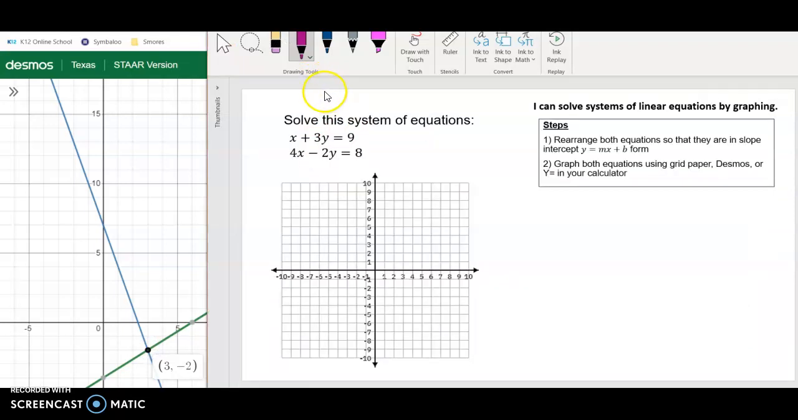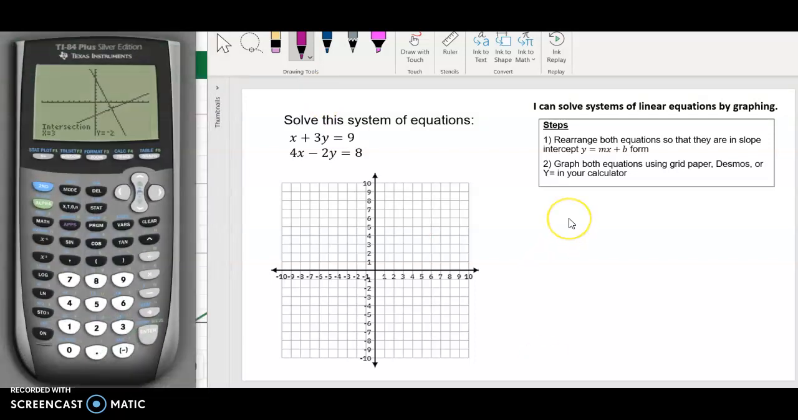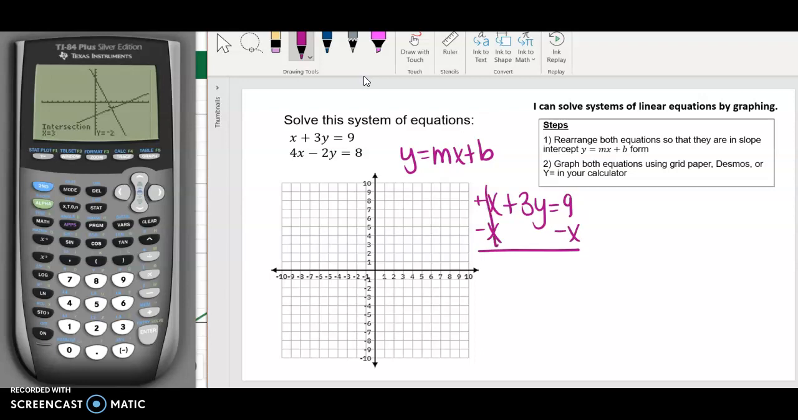So now let's try solving this system. We have x plus 3y equals 9 and 4x minus 2y equals 8. I'm going to have to rearrange both of these equations once again into y equals mx plus b form. So I take x plus 3y equals 9. This is a positive x, so I'm going to do the opposite and subtract x from both sides. When I subtract x from both sides, I get 3y equals negative x plus 9.